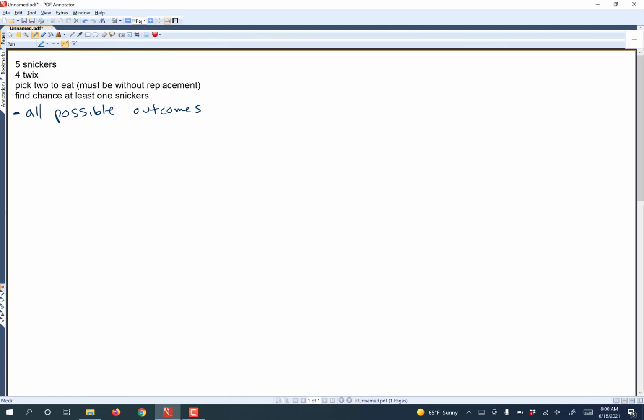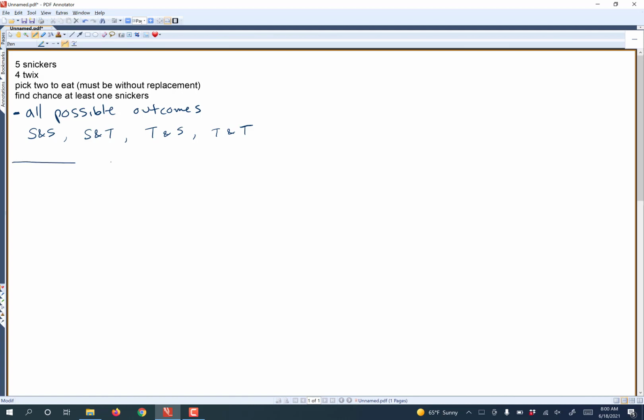Than what you have to do when you do this problem on your homework. So if I was to pick 2, and there's Snickers and Twix, I could get Snickers and Snickers. I could get Snickers first and then Twix. I could get Twix and then Snickers. Or I could get Twix and Twix. So if you think about it for a minute, those are the only possible outcomes. There are only 4 possible outcomes that you can choose from.